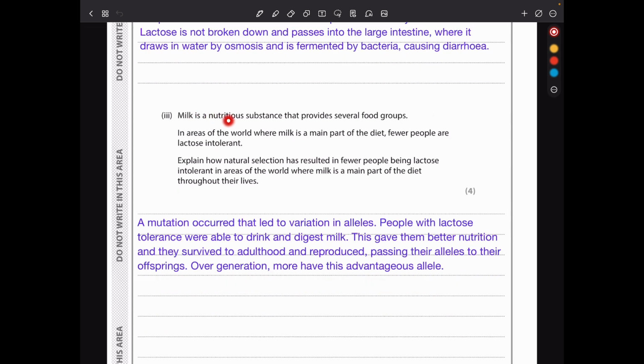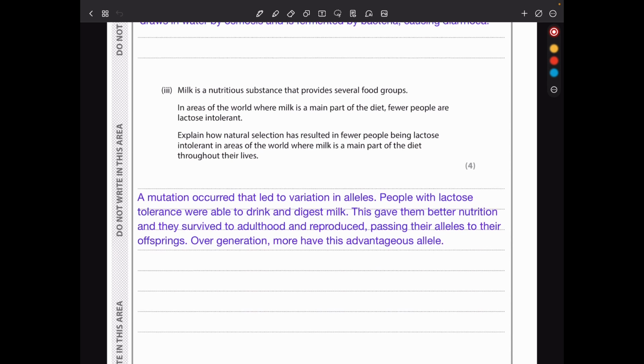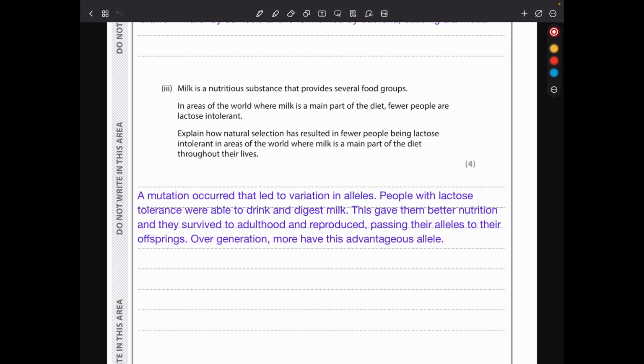Next, they say milk is a nutritious substance that provides several food groups. In areas of the world where milk is a main part of the diet, fewer people are lactose intolerant. Explain how natural selection has resulted in fewer people being lactose intolerant in areas of the world where milk is a main part of the diet throughout their lives. This is because they have varying alleles, and those people who cannot digest lactose, when they are children, will not get sufficient nutrition, so maybe they die.